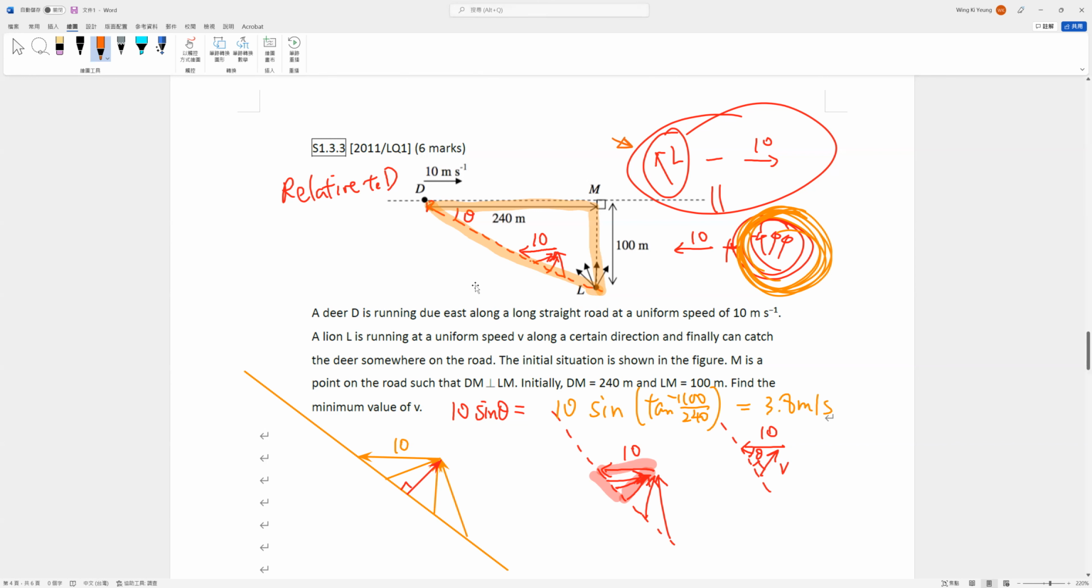But first of all, you need to apply relative motion if two objects are moving. If you did not do that, in most cases your answer is wrong. The second thing you need to understand is, if it can catch the deer, then the relative velocity should point towards the deer. The third thing is you draw the diagram. And that's it.